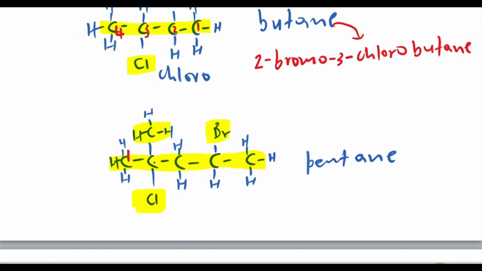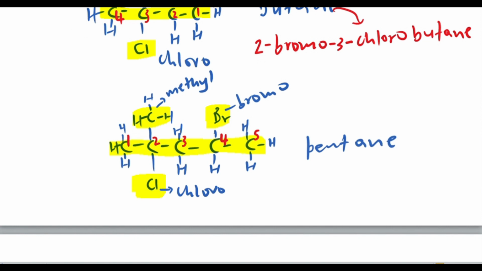We start from this side, because there are many substituents. 2 3 4 5. So in this case we have this one, 1 carbon atom, so it's meth. Since it's a branch, methyl. This one is a bromo, this one is a chloro. Good, then we name.